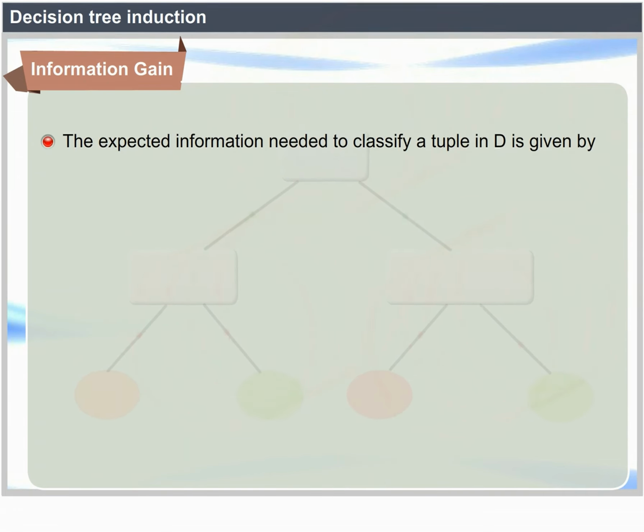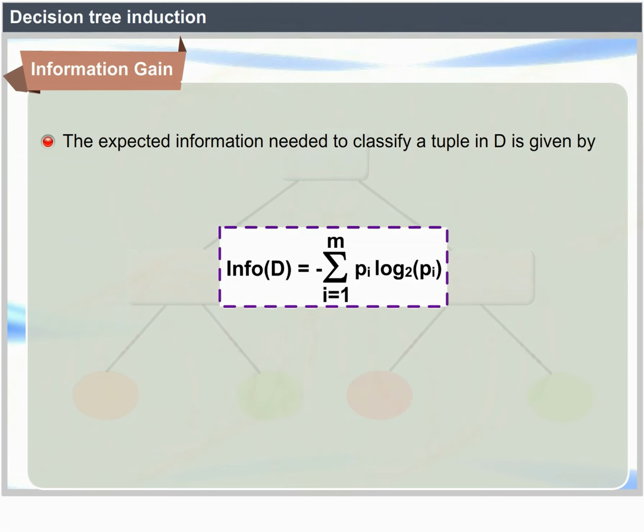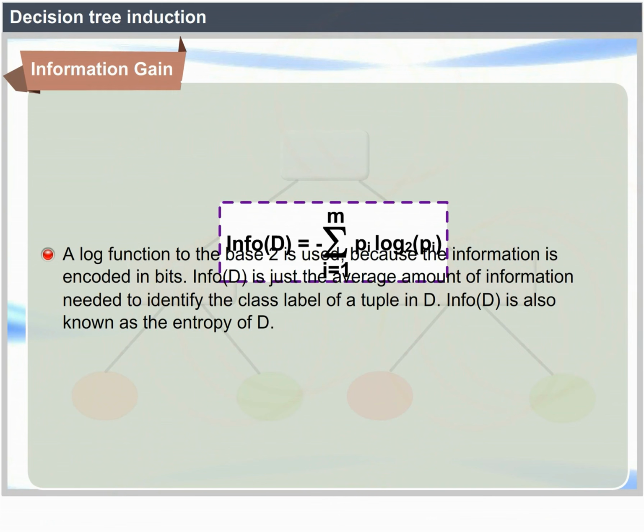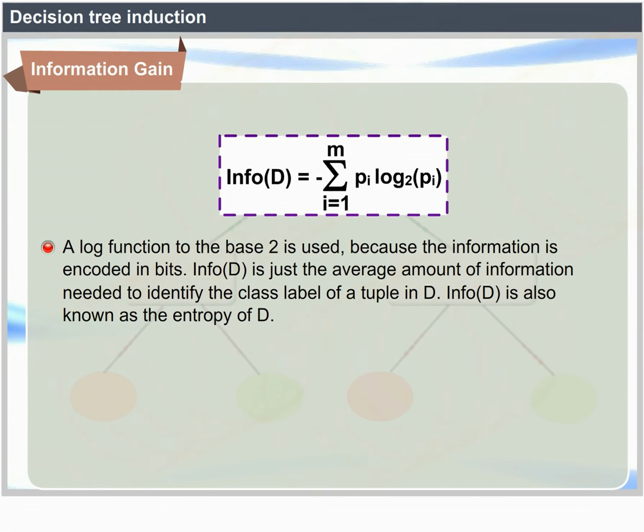The expected information needed to classify a tuple in D is given by Info(D) equals minus the summation of i equals 1 to m of pi log base 2 of pi, where pi is the non-zero probability that an arbitrary tuple in D belongs to class Ci and is estimated by |Ci,D| divided by |D|. A log function to the base 2 is used because the information is encoded in bits. Info(D) is just the average amount of information needed to identify the class label of a tuple in D. Info(D) is also known as the entropy of D.